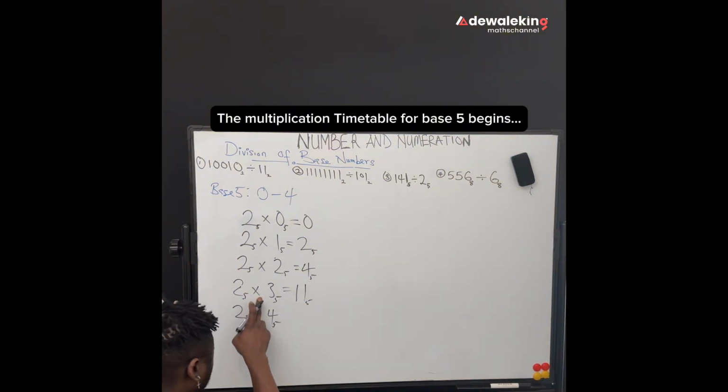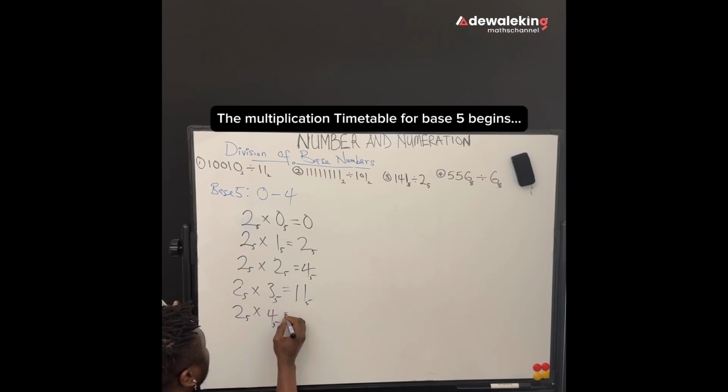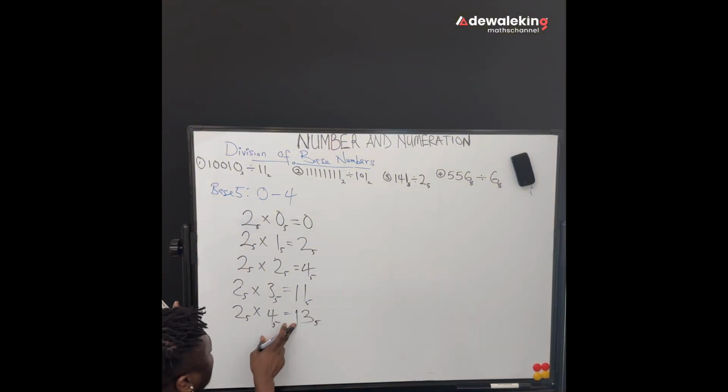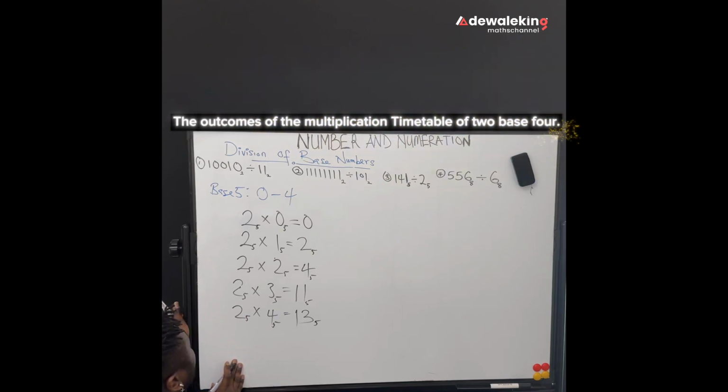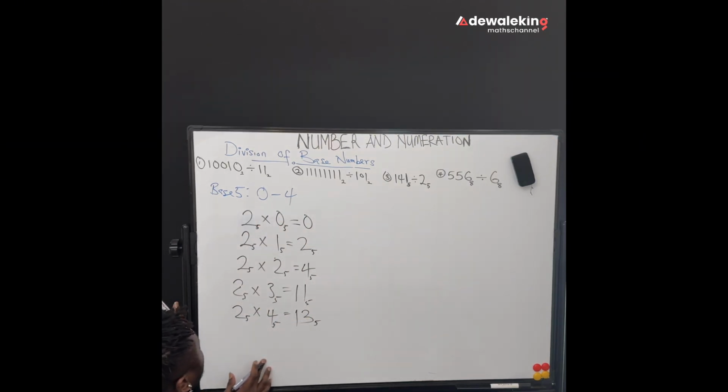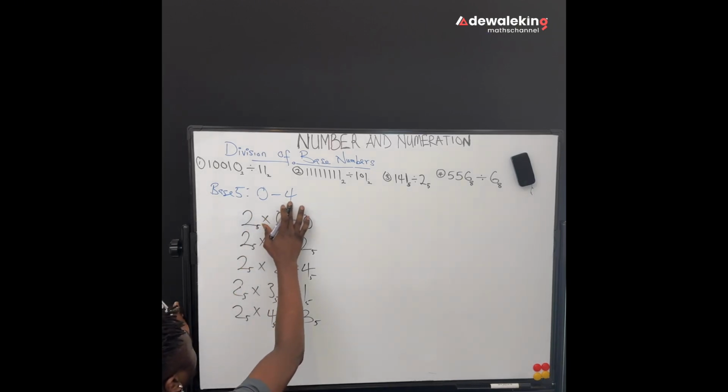So 2 times 3 in base 5 will give us 1 in base 5. And this is 8. 2 times 4 is 8 in base 10. 8 in base 5 will give us 1, 3 in base 5. So this 1 represents 5, 5 plus 3 is 8. So these are the outcome of carrying out the multiplication in base 5 from 0 to 4.